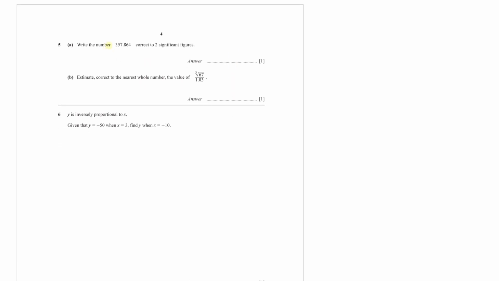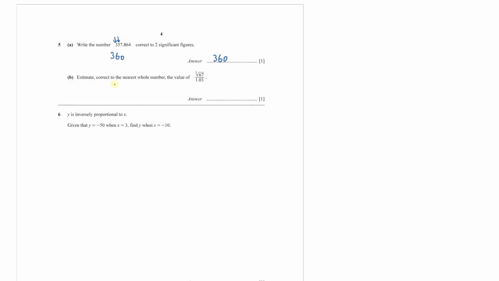Question number 5 is write the number 357.864 correct to two significant figures. So if you start from the left, this would be your first significant figure, this would be your second significant figure. So you have to round it up till here. The next value is 7, which is greater than 5, so you'll round this 5 up to 6. So you get 360. So your answer would be 360.